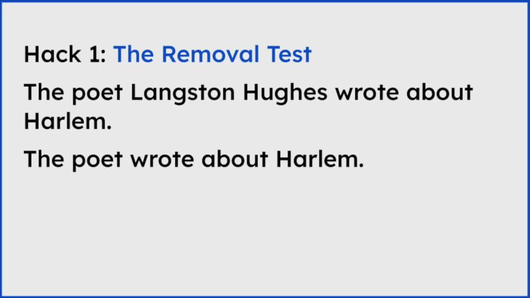So I'm going to show you 2 hacks that you can teach your students when it comes to restrictive and non-restrictive. The first one is the removal test. Let's look at 2 sentences. The poet Langston Hughes wrote about Harlem. The poet wrote about Harlem. The phrase that we're questioning right there is an appositive phrase, Langston Hughes, and we're questioning, do we need that name, that appositive, for this sentence to make sense? Well, actually, here we absolutely do. So without it, we don't know which poet we're referring to. Therefore, it is restrictive. That is, it is essential, and we do not need commas.